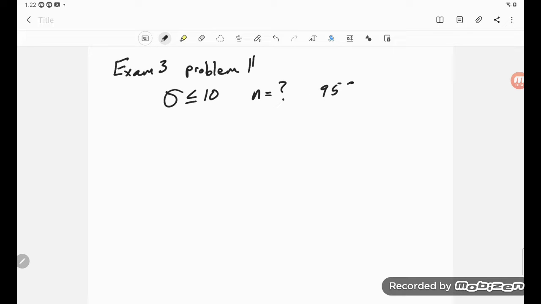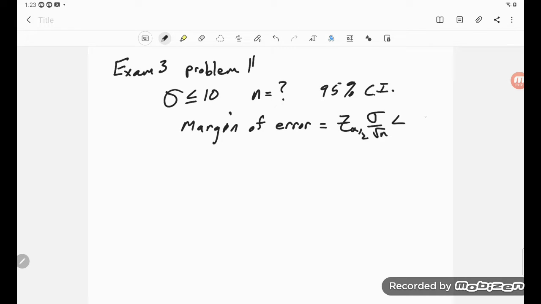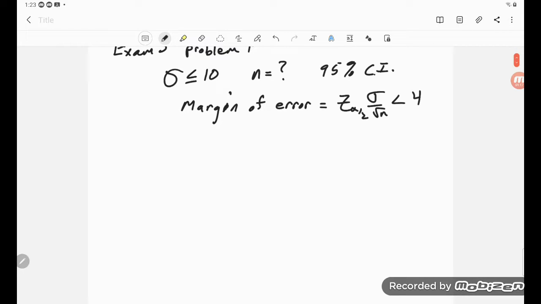for a 95% confidence interval, is that margin of error, which we'll calculate by using, and here's where we don't know, let's start with a z alpha over 2 times that sigma divided by the square root of n needs to be less than 4. Okay, because we want a plus or minus 4.